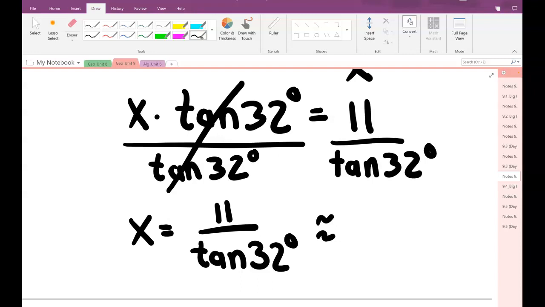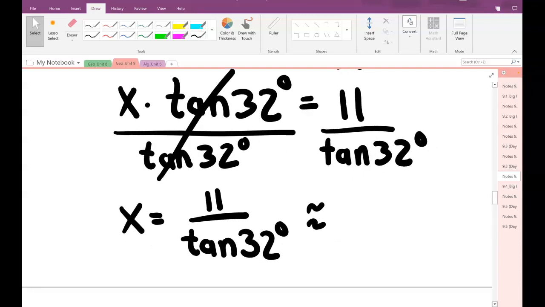So if we're trying to figure this out now, you just put 11 on your calculator, hit your divide key, and then hit your tangent key, and then go 32. And then you'll get out a decimal answer and round it to the tenth. So it'll be 17.6.